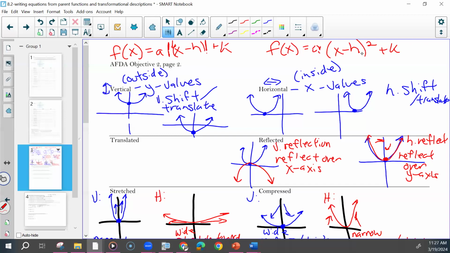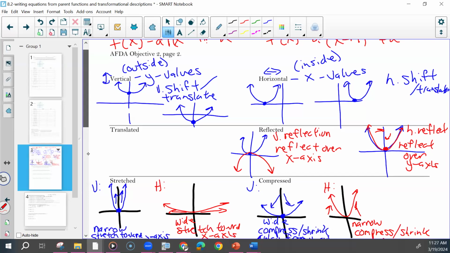A is going to tell you your reflections, your vertical reflections. It's also going to tell you your vertical stretches, compressions. And then we talk about the shifts. So we have to keep those in mind as we're talking about these practice problems. If you need to write them further down, we can do that.